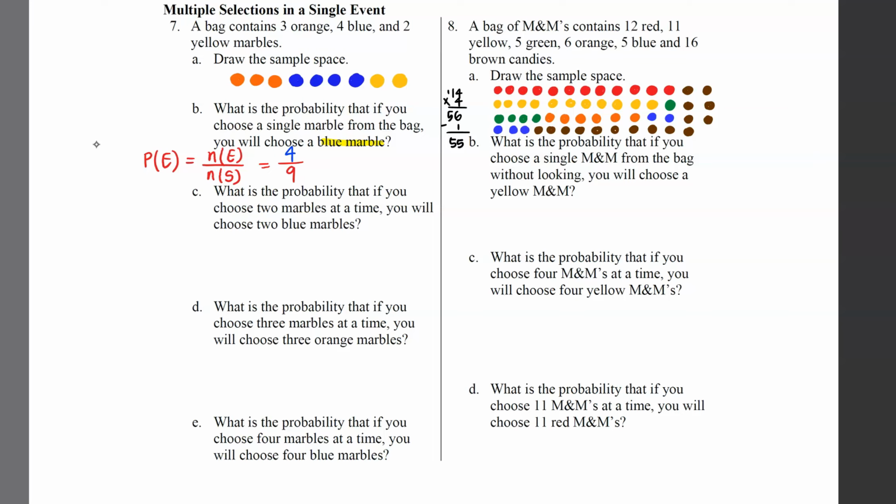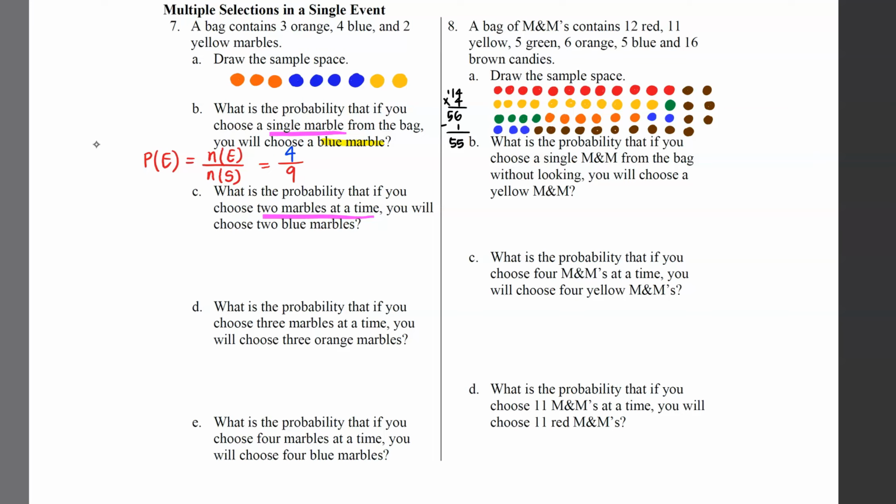Letter B, it's slightly different. It says, what is the probability that if you choose 2 blue marbles at a time? So we're no longer doing a single selection. We're not selecting one single marble. Now we are being asked, how about choosing 2 marbles at the same time?